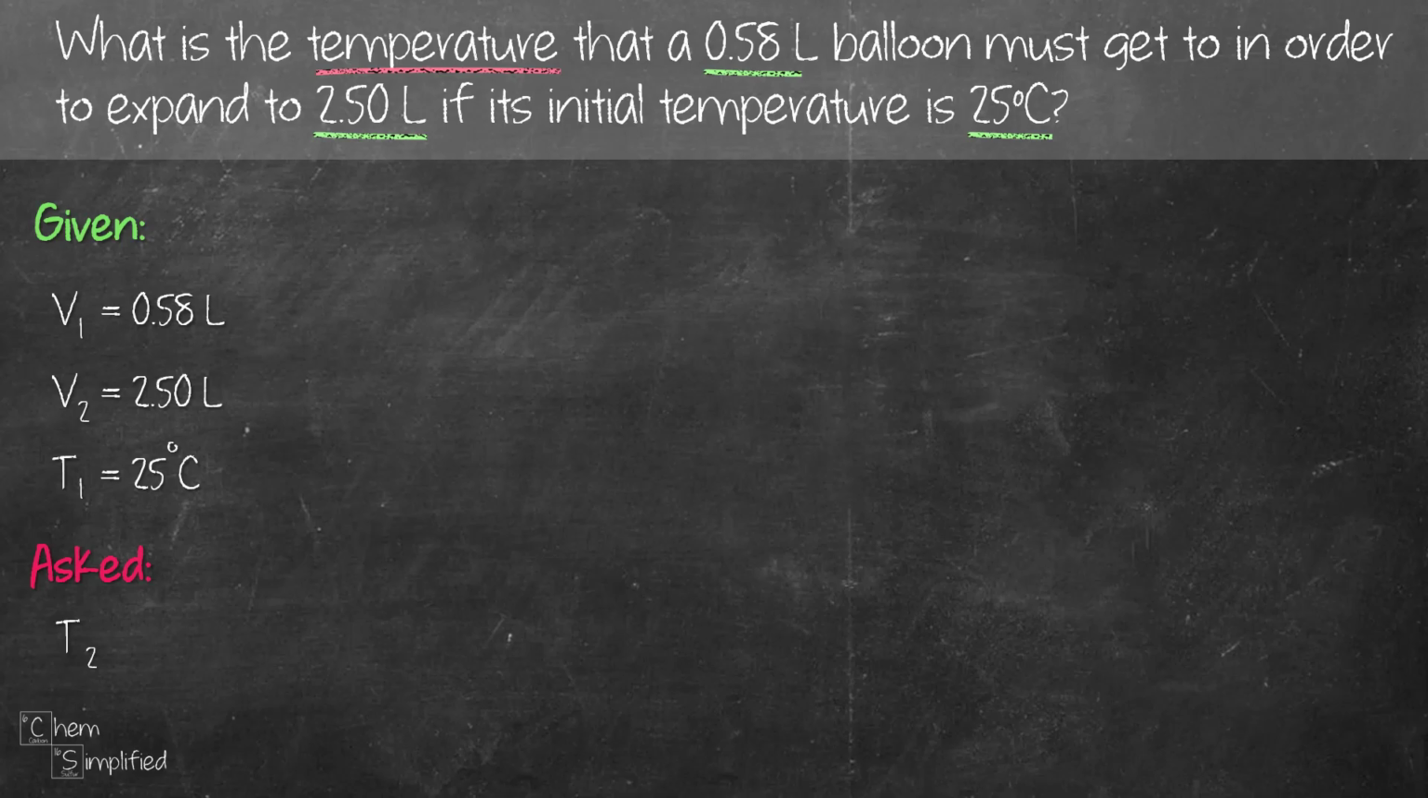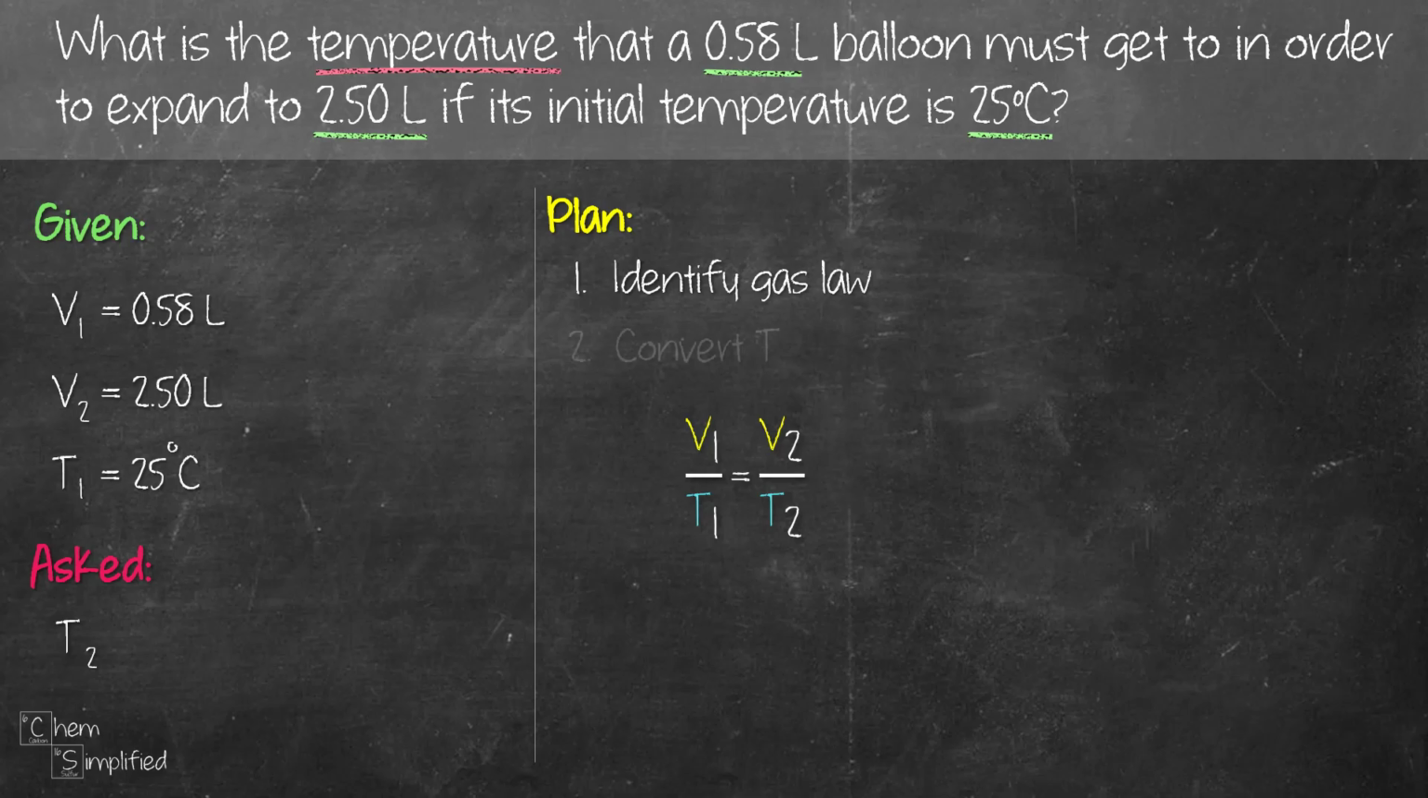Now that we have tagged all the information, we're ready to solve the question. So we first need to identify the gas law. Notice that we are only dealing with volumes and temperature changing. There's no mention of the moles of the gas, and there's no mention of the pressure. So we just assume they remain constant. So that means we need a gas law that deals with volume and temperature, and that's Charles' law. V1 over T1 equals V2 over T2.